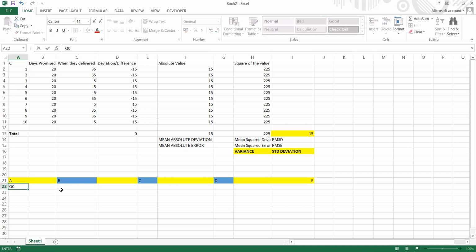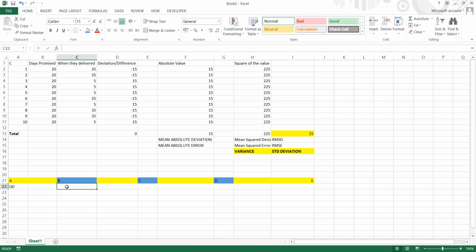Because we know that when you're trying to find a median, you have to arrange the data in increasing order, right? And when you arrange it in increasing order, the leftmost value is going to be your lowest value. So we call it Q0. Q0 means the lowest value.